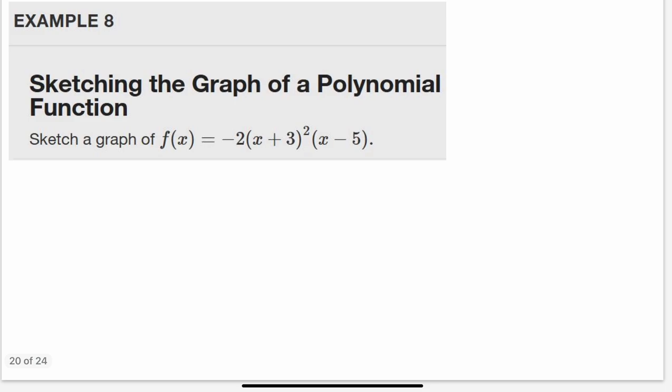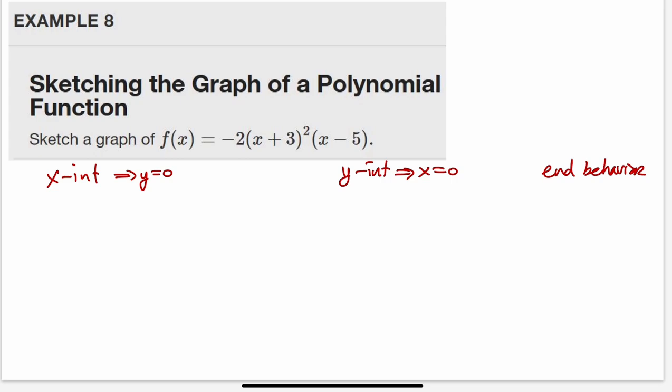Okay. Example 8, sketch a graph of this polynomial. If I had to sketch a graph of this polynomial, first I'm going to find the x-intercepts, which is where y equals 0. Then I'm going to find the y-intercept, which is where x equals 0. And then I'm going to look at the end behavior.